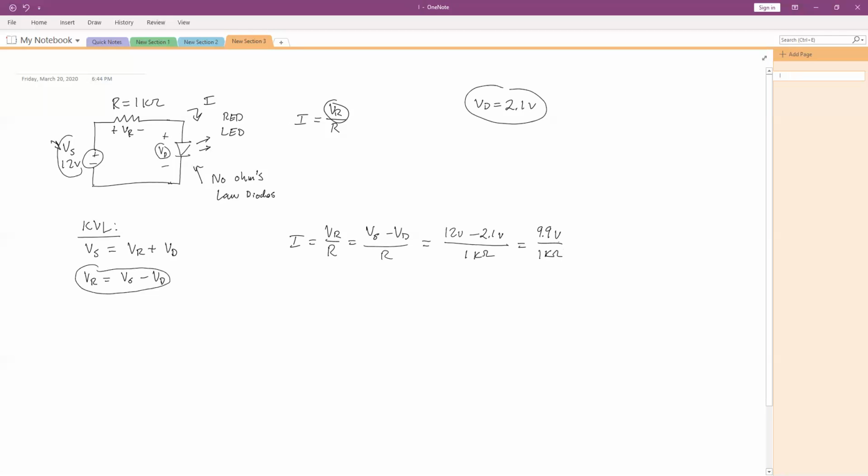And if you remember, when we have volts divided by kiloohms, we're going to get an answer in milliamps. So we actually have just 9.9 milliamps for the current that's going through that diode. Okay, hopefully that made some sense.